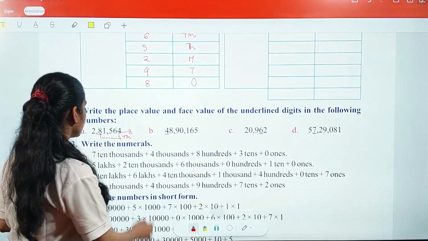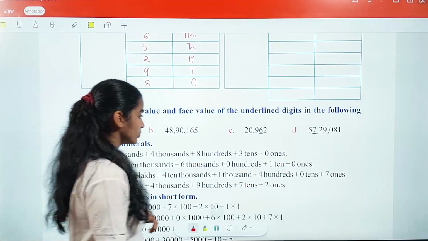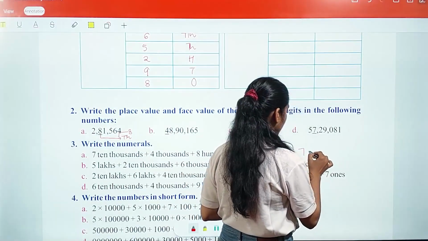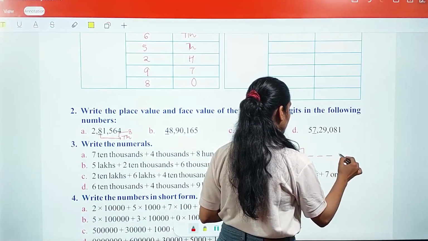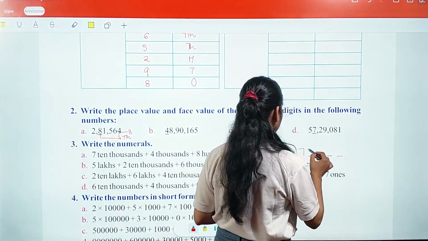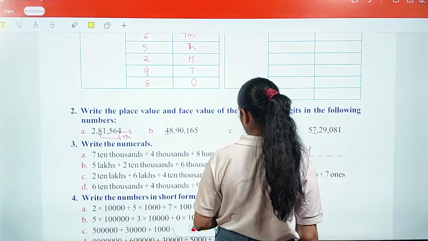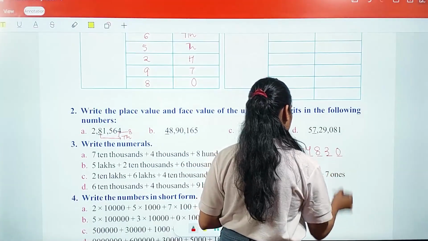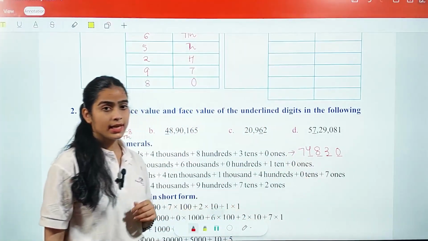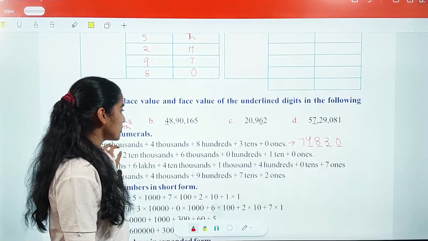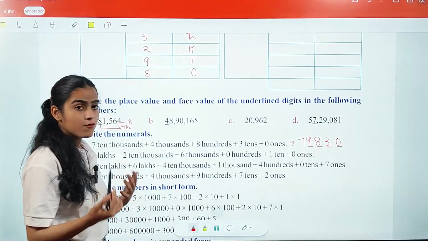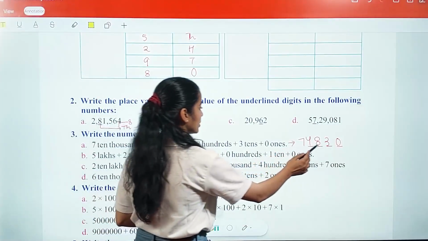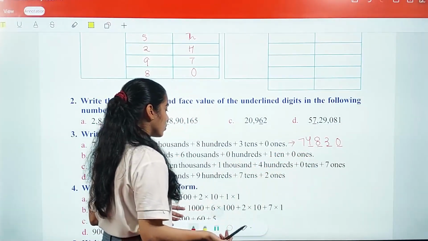Write the numerals. So this is your number, we have to write the numeral. So we have 7 ten-thousands, so 7, then 4 blanks: 1, 2, 3, 4. After this we have 4,000. So 4. Then 800. Then 3. So this is your numeral, 74,830. Always keep in your mind, in 10,000 we have 4 blanks. So we write 4 blanks first, then for 4,000 we have 3 blanks, and then 8, 2 and 3 only 1.